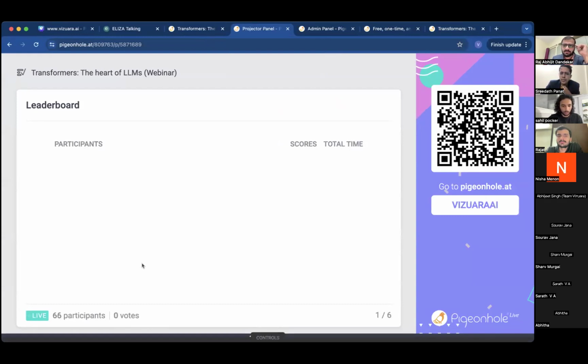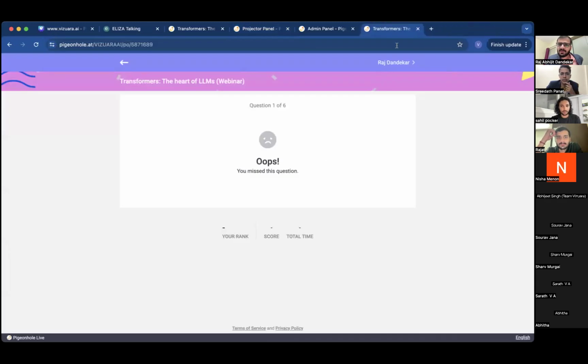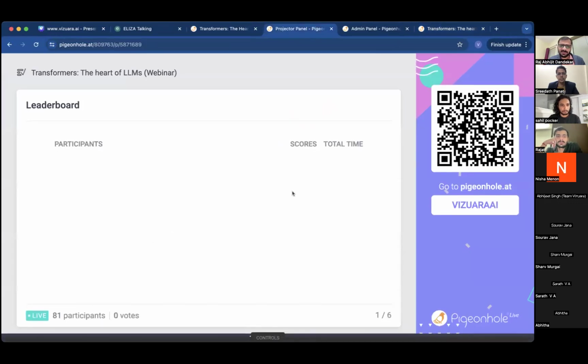It might be showing missed because, is there a timer? No, there is no timer. Oh, it's okay. So the code is this, Vizuara AI. Yeah, I also logged in as a participant and I'm also seeing missed the first question like this. So if you are being asked to register, just create an account. That should be fine. Whoever is seeing this, at least you guys can answer this.